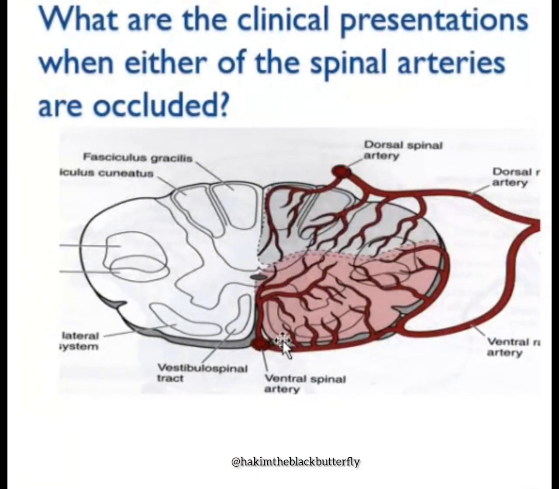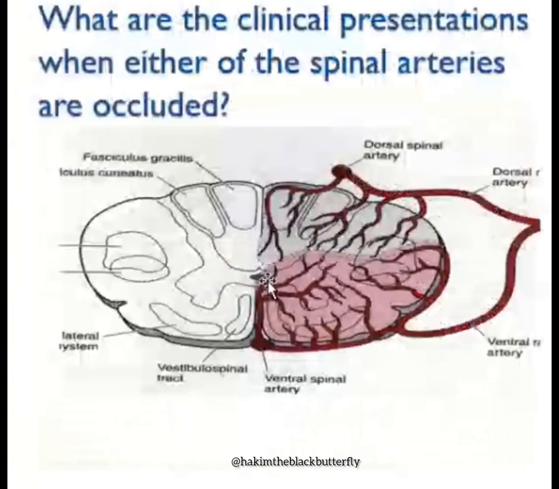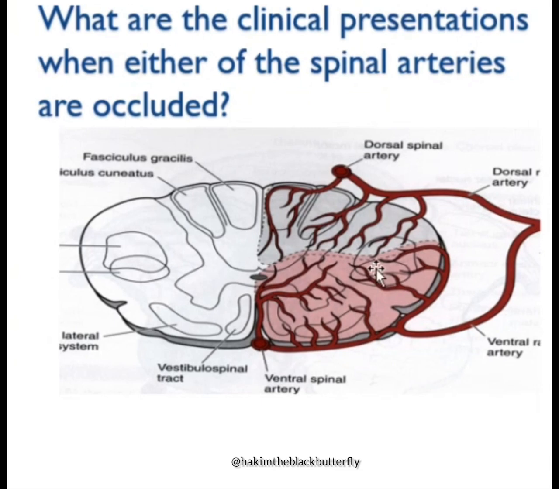So we can see, this is the cross section through the spinal cord. And you can see the anterior spinal is one, but the posterior spinals are two, one on the left, the other one on the right. They give off branches which penetrate deep into the substance of the spinal cord, and then they will supply the bundles or the tracts within the spinal cord. The anterior spinal contributes to supplying the anterior portion of the spinal cord, and the posterior spinal contributes to supplying the posterior portion of the spinal cord.